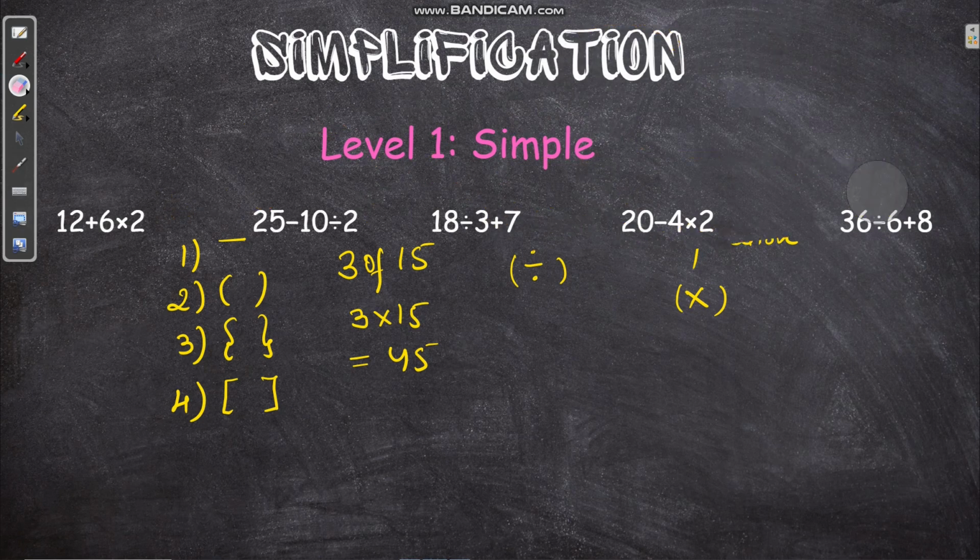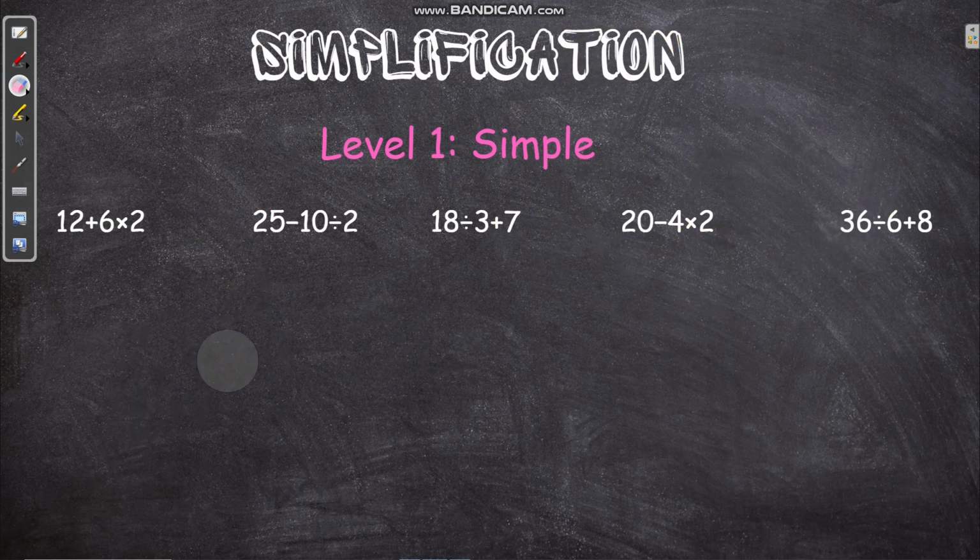So it's used to simplify things, simplification. Let's see the first example, level 1, that is a simple question. Here we have two operations, addition and multiplication. I'll just write down over here the acronym BODMAS. We don't have a bracket, we don't have of, we don't have division here, we have multiplication and addition. So according to BODMAS, multiplication comes first, after that addition.